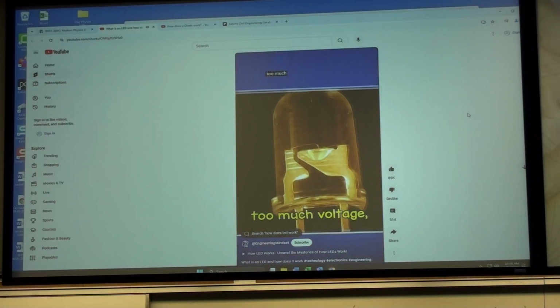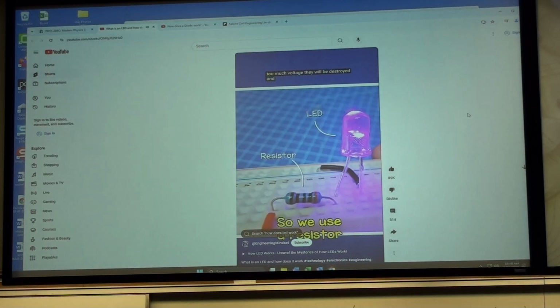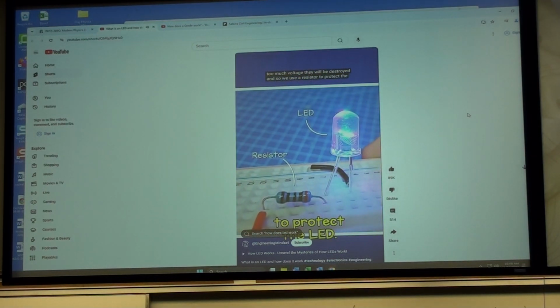If we apply too much voltage, they will be destroyed. And so we use a resistor to protect the LED.